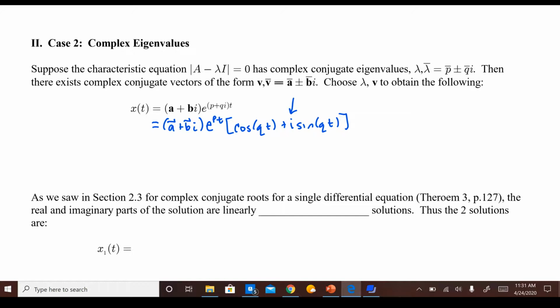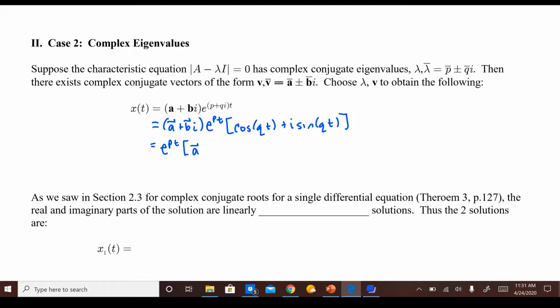What that means is essentially we lose the i in our general solution. So let's develop that a little further here. What I want to do next is FOIL these two terms and rearrange them into real and imaginary parts. So I'm going to factor the e to the pt to the left, and then let's go ahead and FOIL.